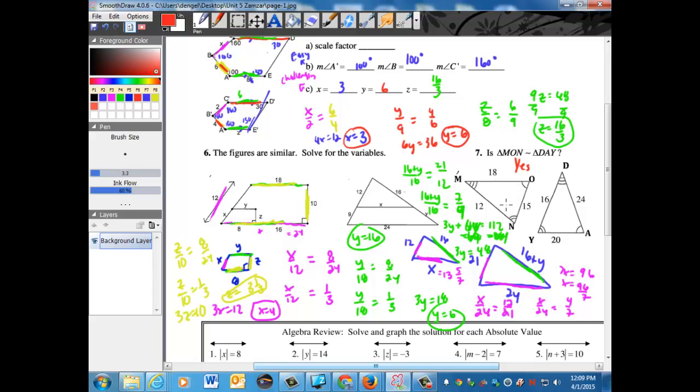Now, if you didn't see that trick, let's compare all of the sides. We have 12 is to 16, as 15 is to 20, as 18 is to 24. When I reduce all of these three fractions, I end up getting 3/4 equals 3/4 equals 3/4. So if these angles weren't shown to us, we can look at the sides. And since the sides have the same ratio, we can say that these two shapes are similar.